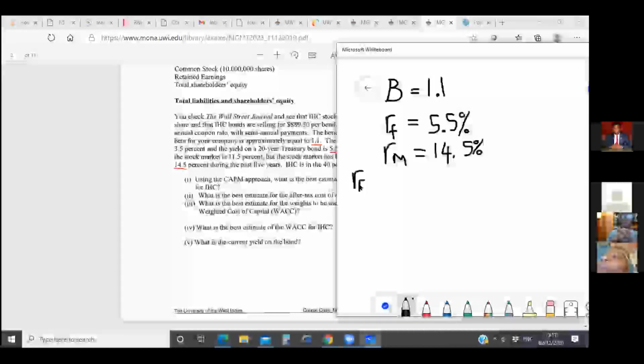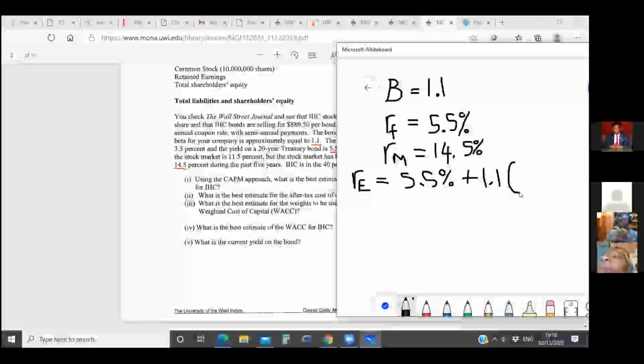And our market return was given at 14.5%. That is right here. Let me just underline that. 14.5 and 5.5.